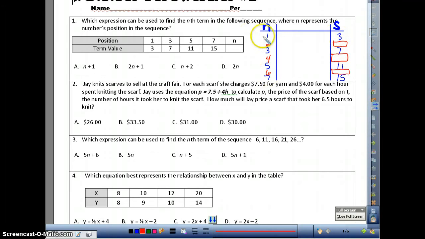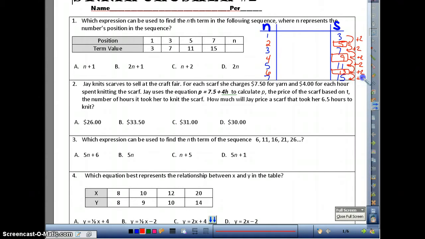If an increase of 2 in your position number gave you an increase of how much right here? Yeah, that's an increase of 4. Then an increase of 1 in your position number should have resulted in an increase of what? Yeah, that should have been an increase of 2. So 3 plus 2 more is 5. 5 increased by 2 is 7. 7 increased by 2 is 9. 9 increased by 2 is 11. 11 increased by 2 is 13. 13 increased by 2 is 15.